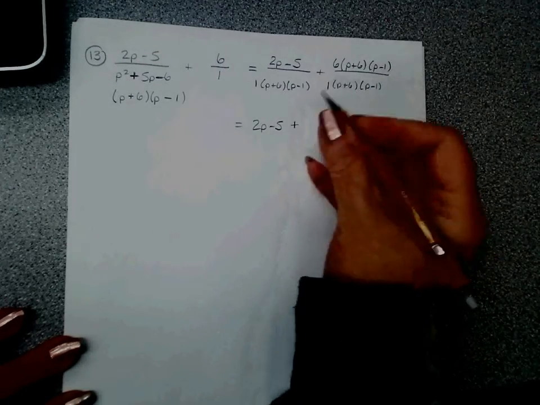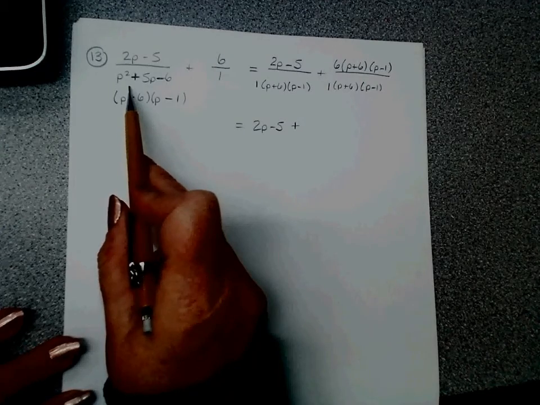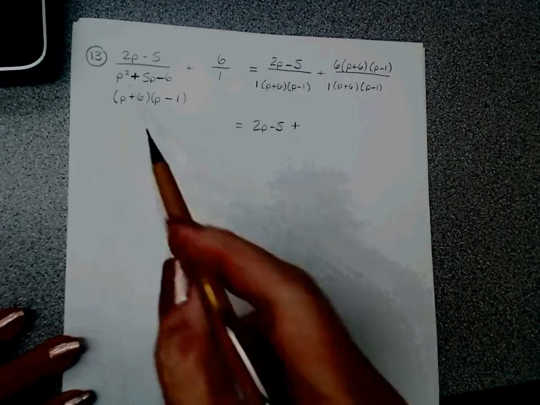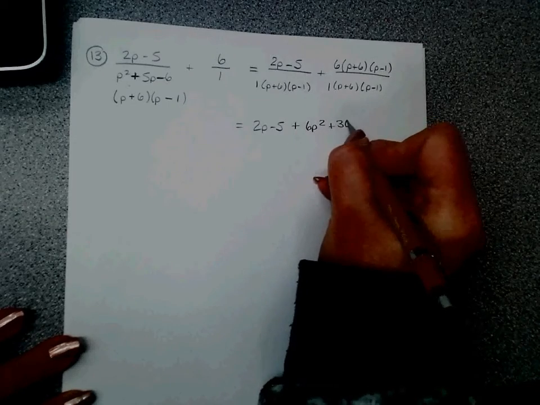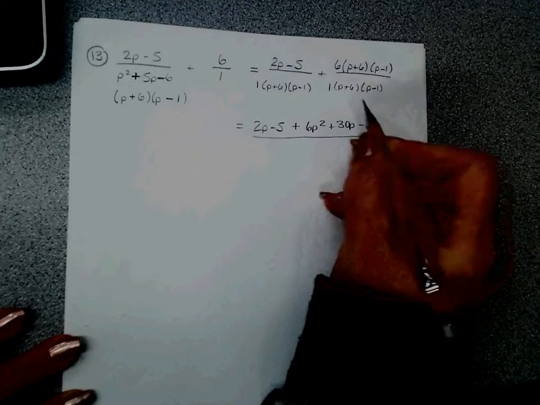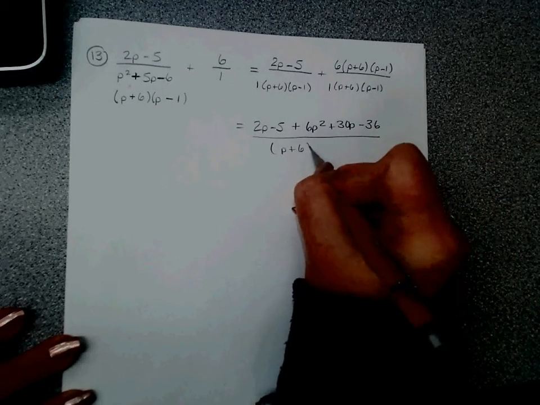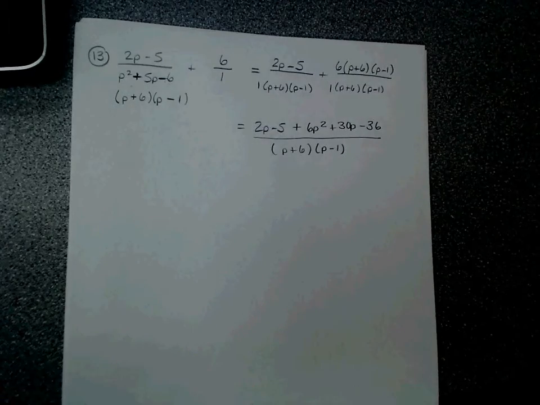And I'm going to FOIL this out. I know what it is because it's right here. So I'm going to distribute a 6 through it. So that's going to be 6p squared plus 30p minus 36. Now I'm not FOILing back out the denominator because something might cancel. Okay? We just have to see.